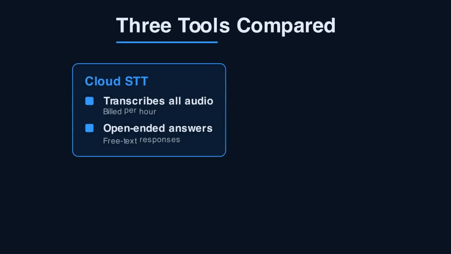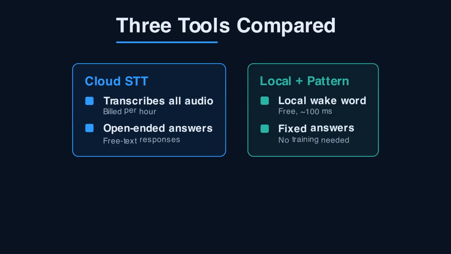Here are the 3 tools, side by side. Continuous speech-to-text transcribes everything. Billed per hour. Keyword spotting listens locally for one wake phrase. Free and fast. Pattern matching intent recognition maps phrases to answers with 0 training.